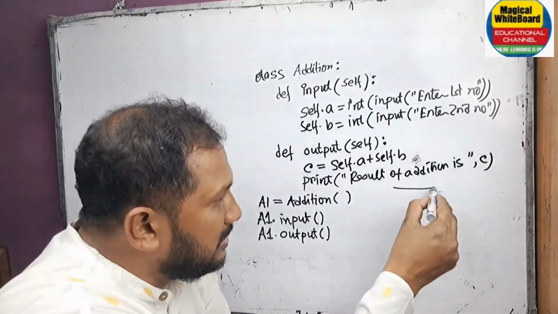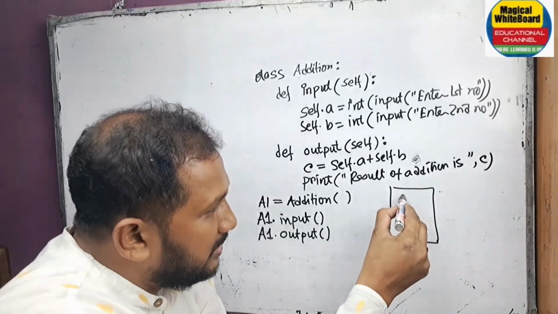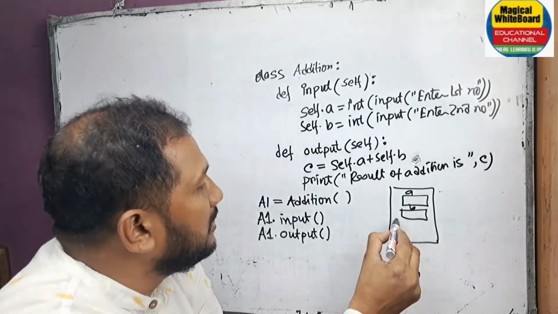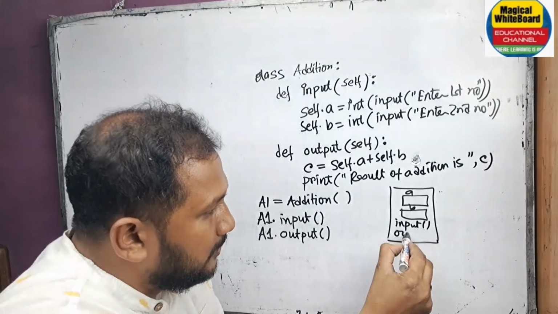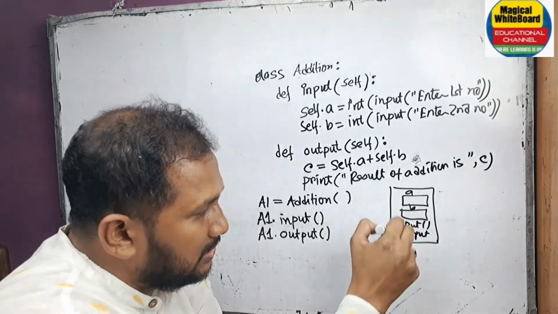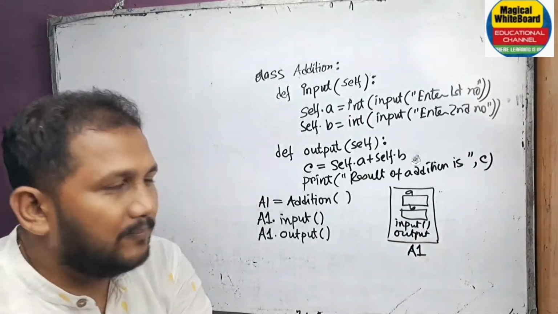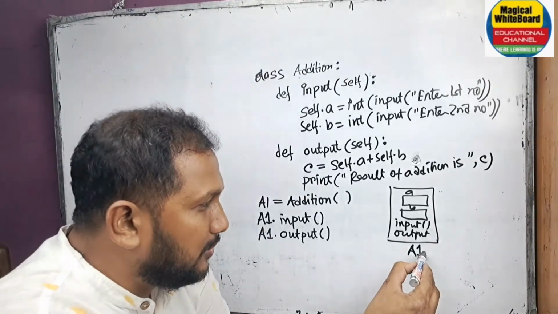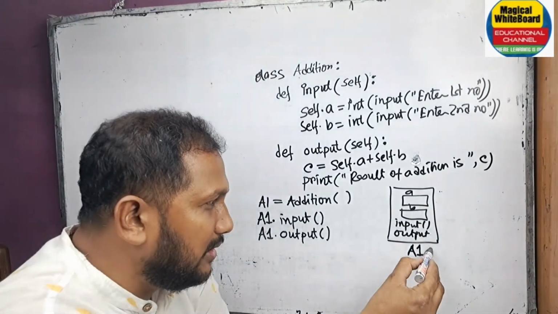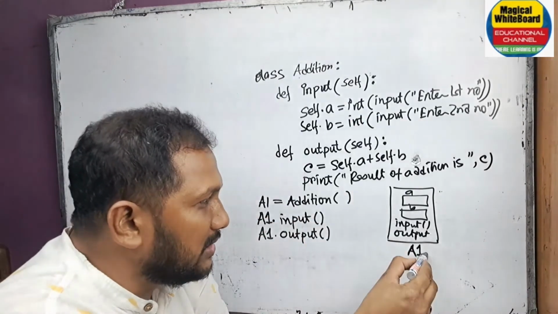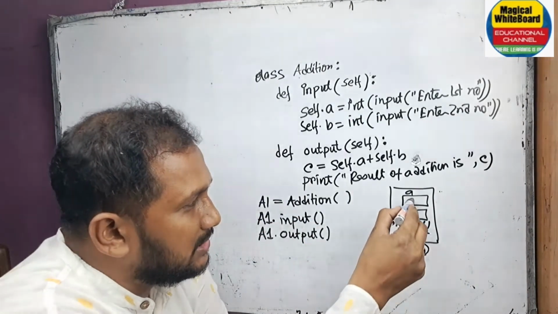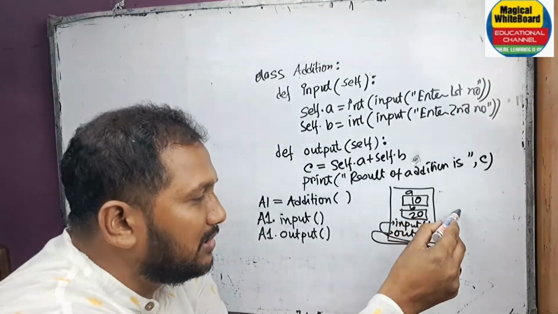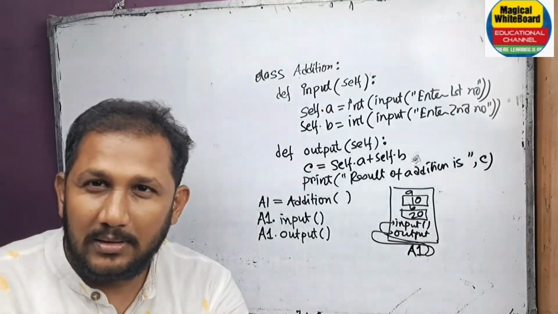So a1 is the object. There are data members a and b, integer variables, and two methods. One is input, another is output. So this is the class structure, and this one is the object. So object is the variable of the class. Now when we call the member, we have to access the object a1. Then with the help of the dot operator, we can access input. The input function will store the data members, suppose 10 and 20, and then when we call output again, it will display 30. So this is the concept of class and object in Python programming.